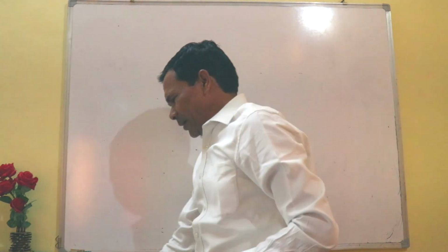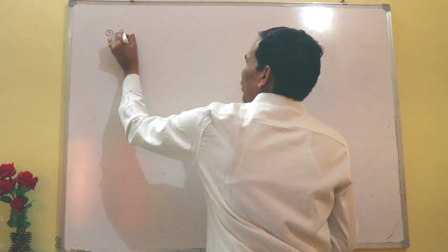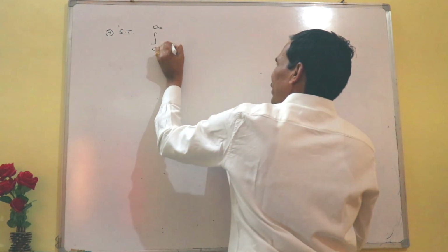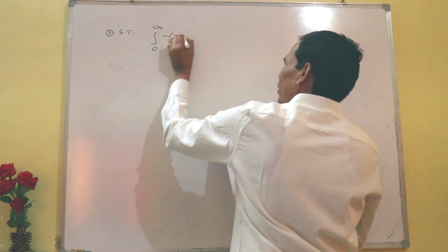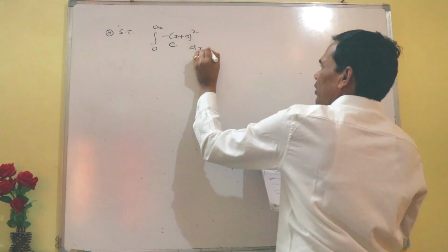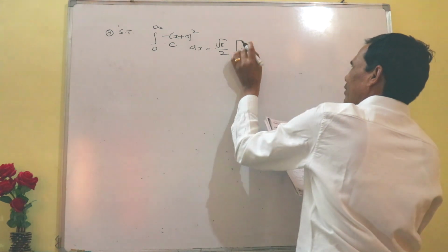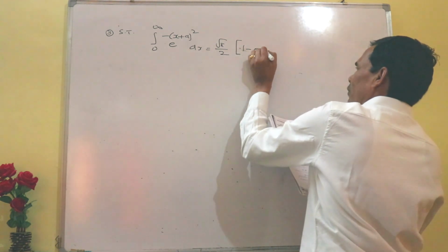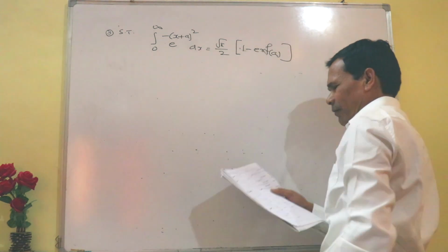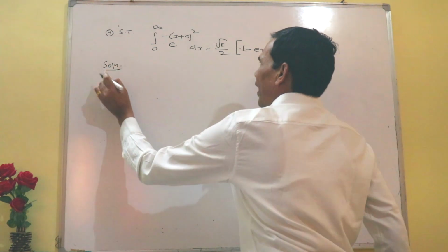Next example, the third one. Show that the integral from 0 to infinity of e raised to minus (x plus a) square dx is equal to root pi divided by 2 times (1 minus the error function of a). Solution: I consider the LHS.